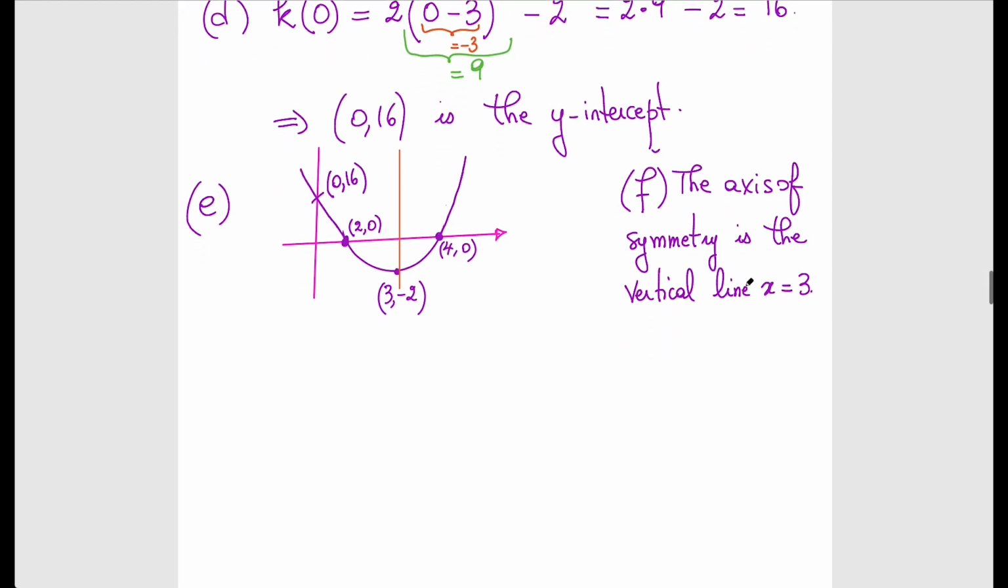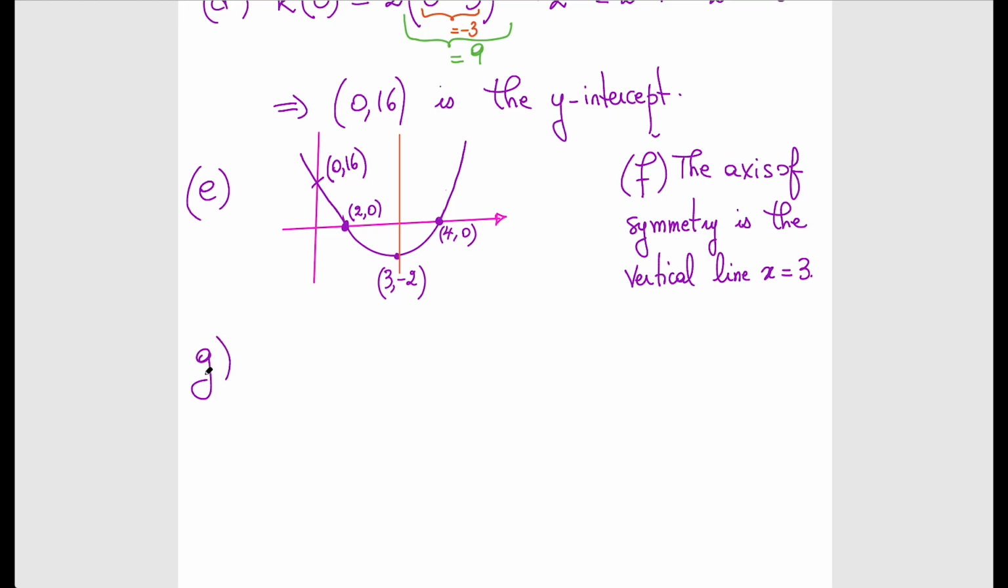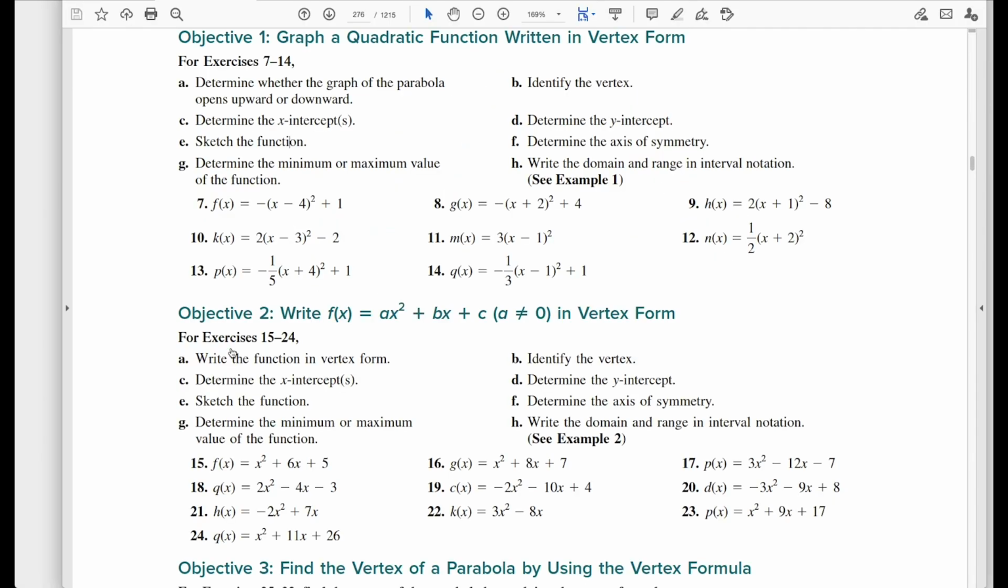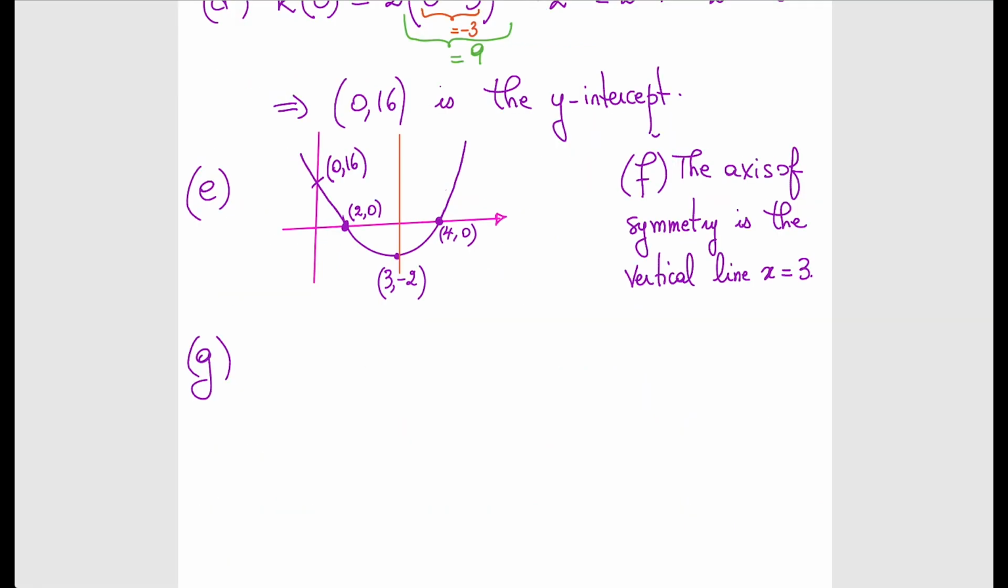Okay. Part G is determine the minimum or maximum value of the function. Since this function opens upward, there's no largest value because the function blows up. But there is certainly a lowest value, and that lowest value occurs when x is at 3, which is the h, and the image of 3 under the function, which is k of 3, which is -2, is going to be the lowest value that the function reaches.